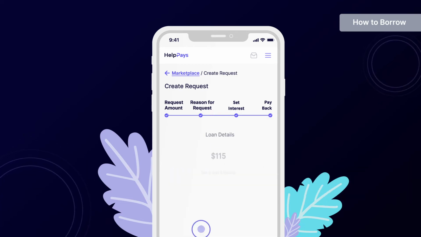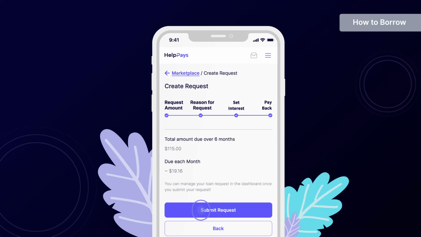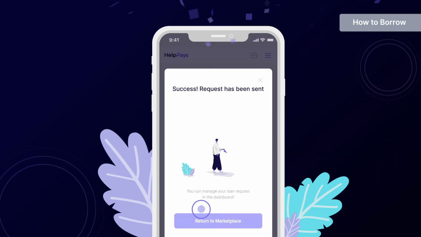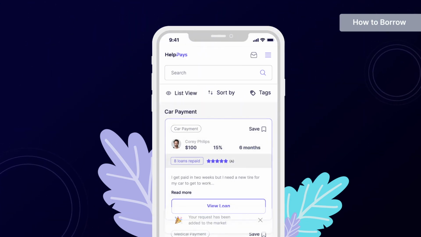And that's it. Review the terms of the agreement and submit the request to the marketplace. Borrowing with HelpPays is really that easy.